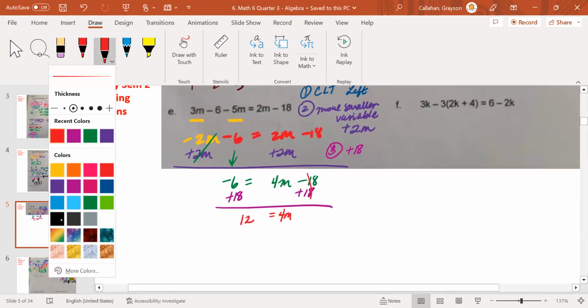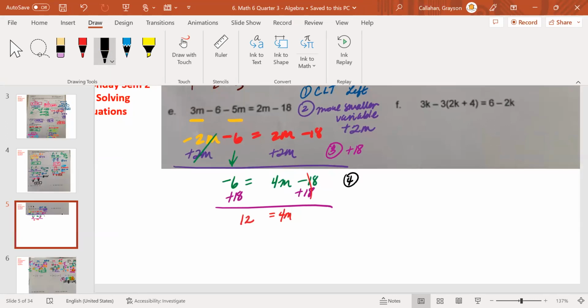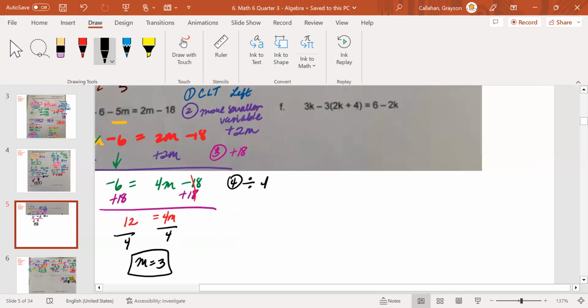Okay, last step. Last step. What's your next step? Negative 6 plus 18 is 12. What's my next step? Good. Okay. All right, F.